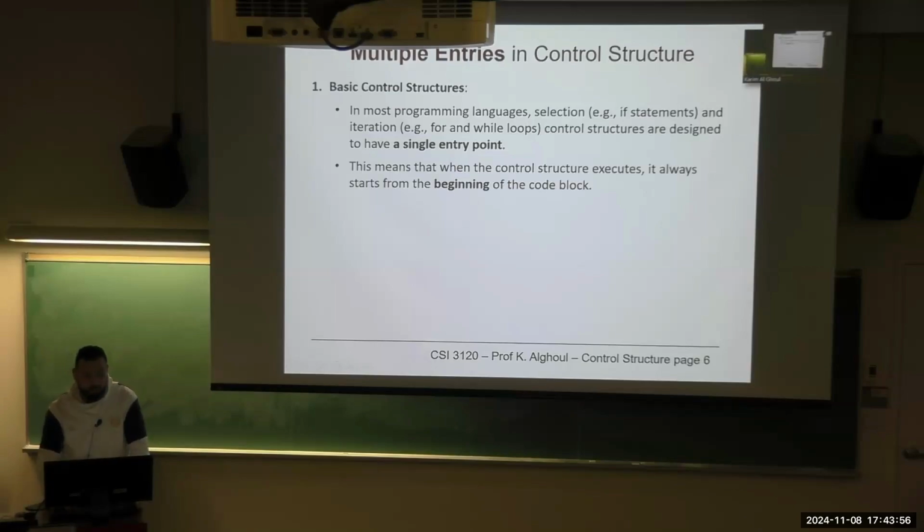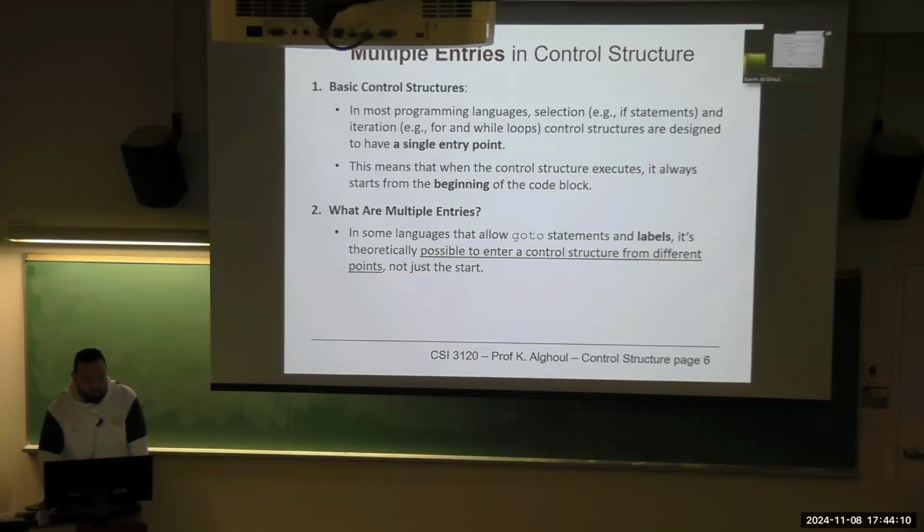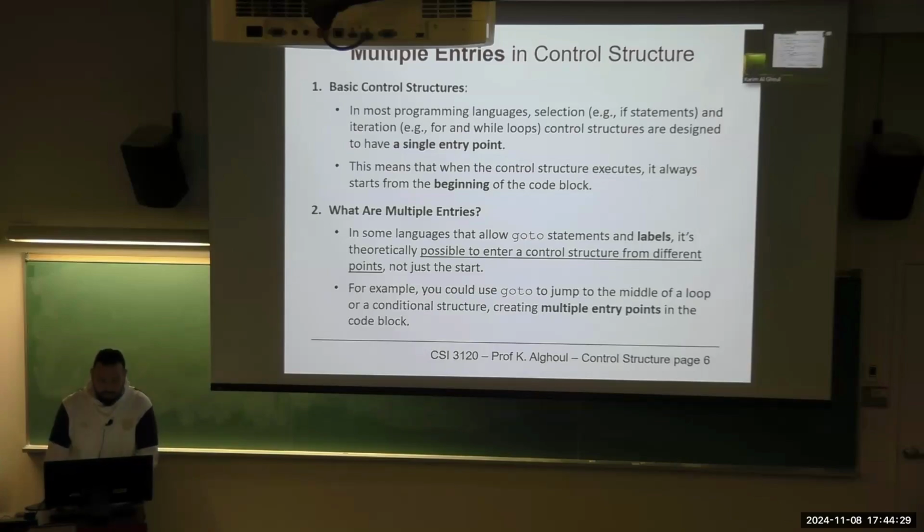In most programming languages, this means that when the control structure executes, it always starts from the beginning of the code. But what about multiple entries? We're going to talk a bit about it. In some languages that allow goto statements and labels, it's theoretically possible to enter a control structure from different points. So even if you're in the middle of a loop, you can have a different entry to re-enter it. For example, the goto to jump to the middle of a loop or a conditional structure creates multiple entry points in a code block.